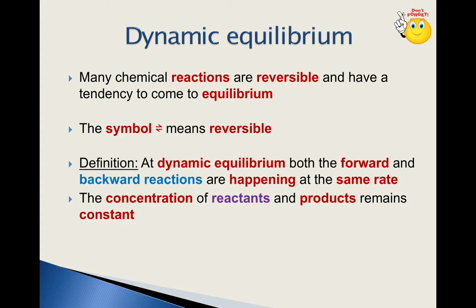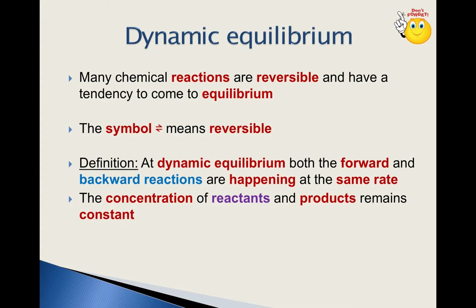If you are asked in the exam to write a definition of dynamic equilibrium, you must state both of those points, not just one, both of those 2 points to get 2 marks. Sometimes the question will say a reaction is in dynamic equilibrium. List 2 features or suggest 2 features or state 2 features of a reaction at dynamic equilibrium.